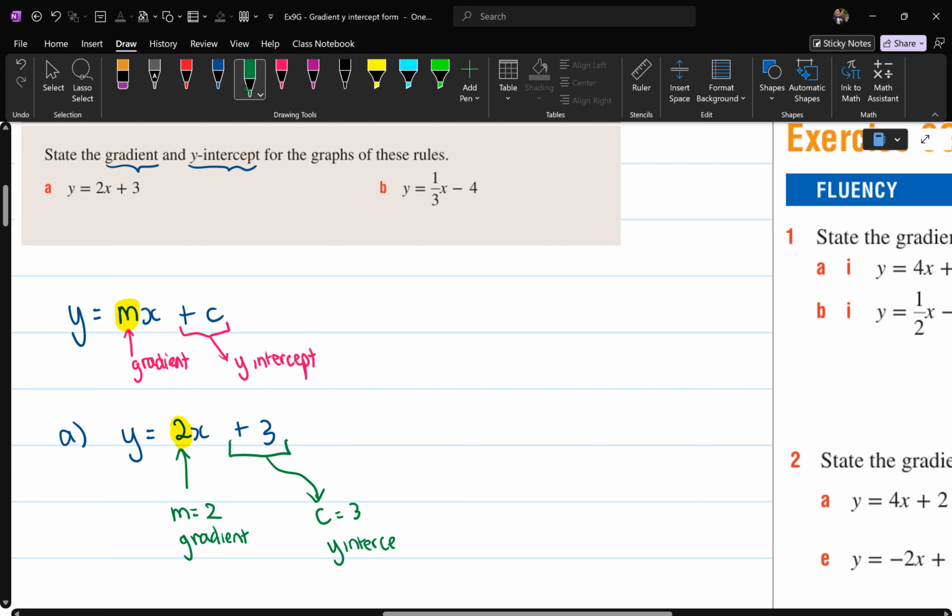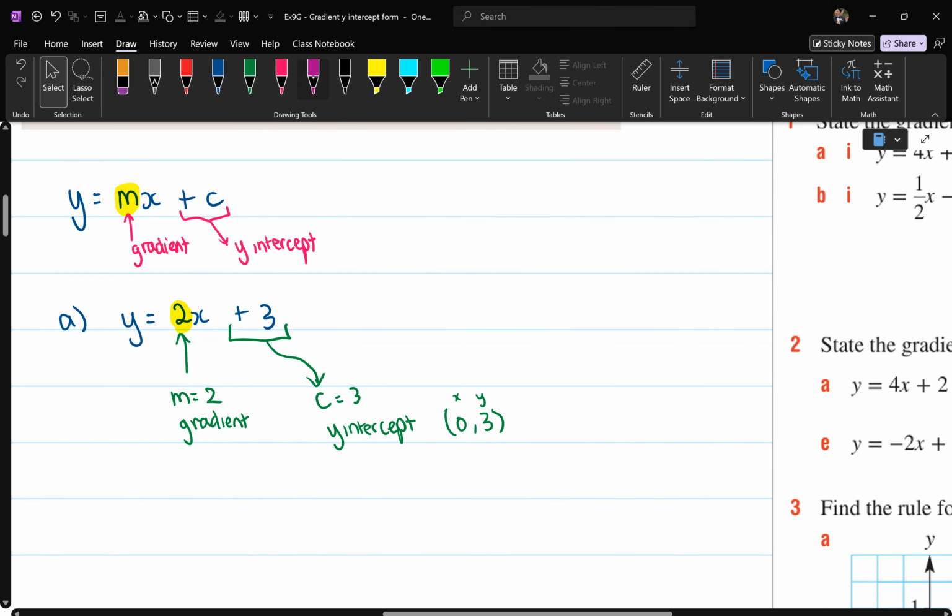So your y-intercept is at, when x is 0, y is going to be 3. So this is x, y. Because one of the things that you know about y-intercept is that x must equal 0. Okay? And we know that the y-coordinate is 3 because that's what we see there. So that's all you wanted to do there.